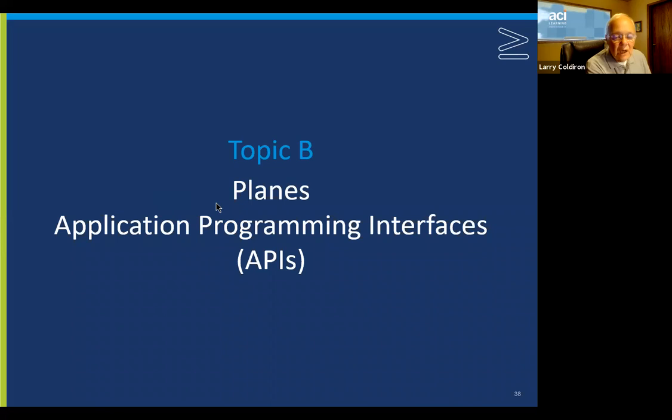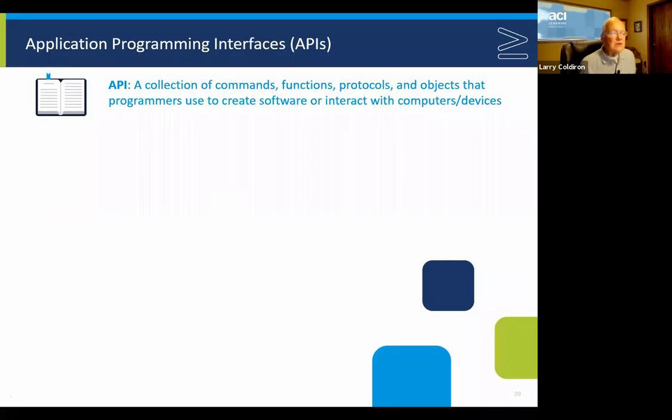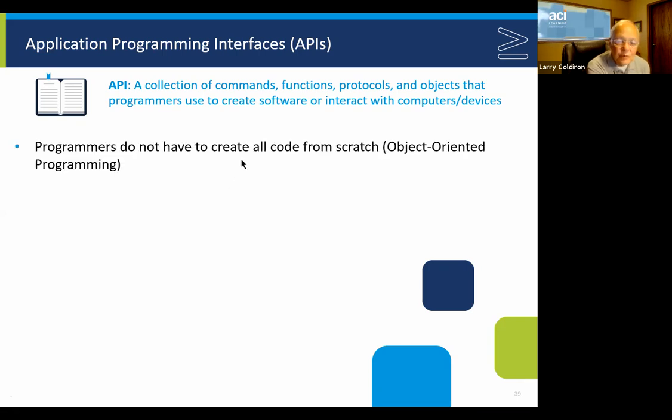So the API, the application programming interface. Nice definition here: a collection of commands, functions, protocols, and objects that programmers use to create software or interact with computers. And that's what we want to be able to do, to interact with our routers and switches, to be able to have consistent configurations and control a whole lot of them. I probably did do a copy instead of a paste, like Jamal said there when I did that.